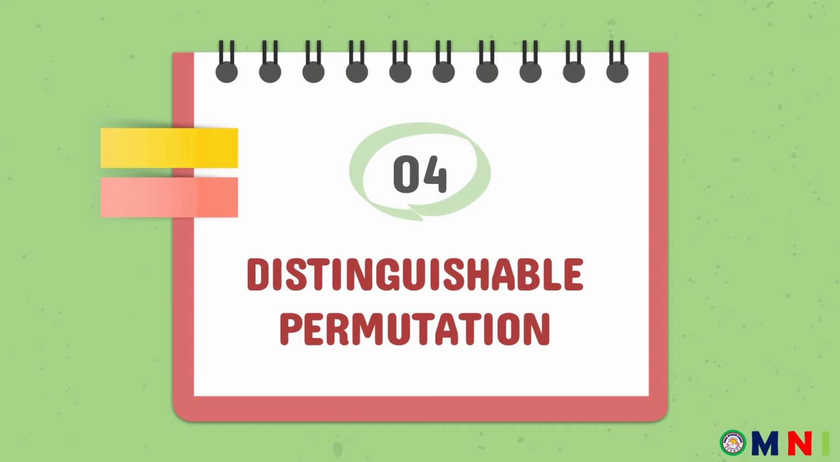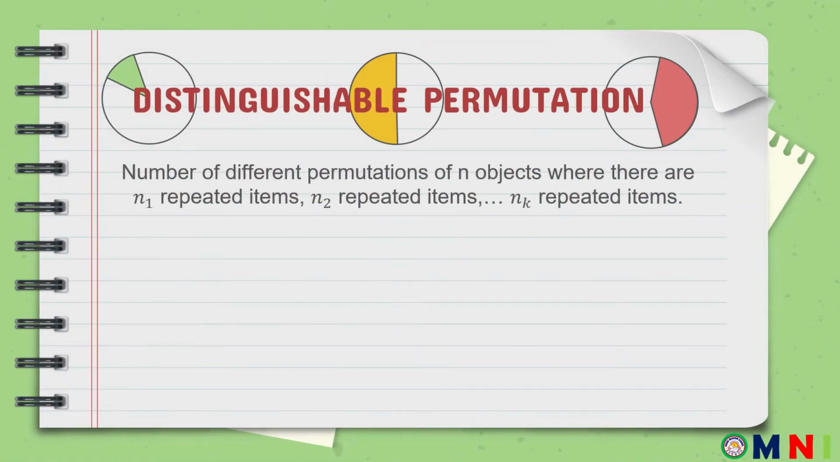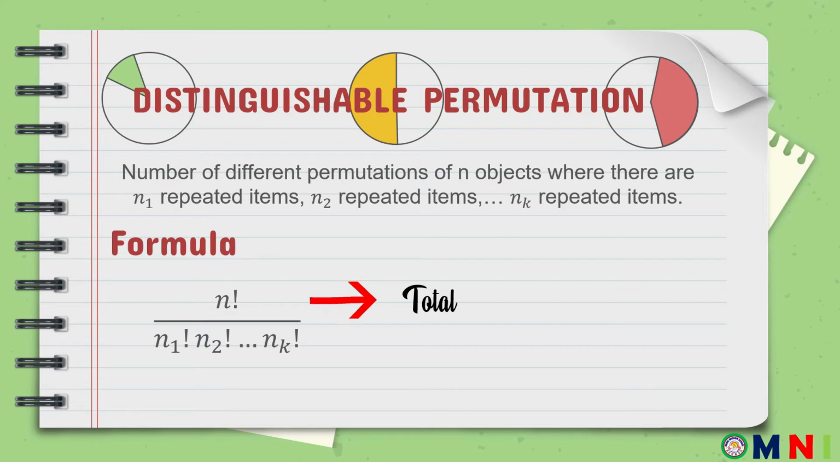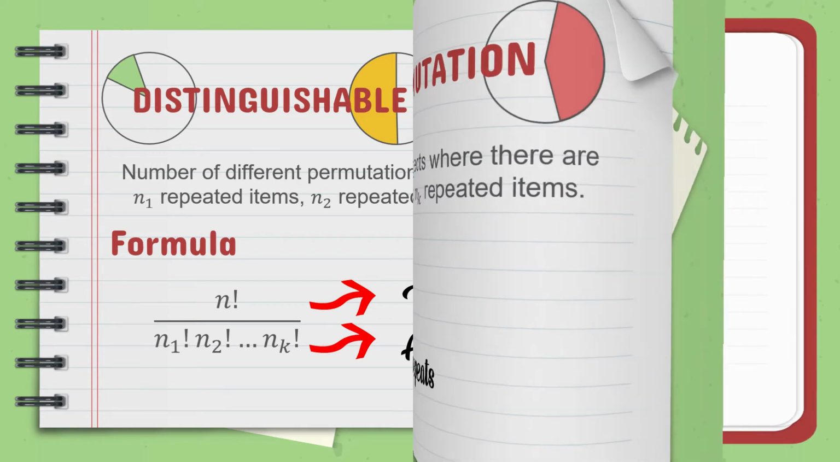Let's now proceed to distinguishable permutation. By definition, distinguishable permutation is the number of different permutations of n objects where there are n sub 1 repeated items, n sub 2 repeated items, until n sub k repeated items. We have the given formula n factorial over n sub 1 factorial times n sub 2 factorial until n sub k factorial. The numerator n represents the total number of items, while the denominator, the n sub 1, n sub 2 until n sub k, represents all the items that repeat.